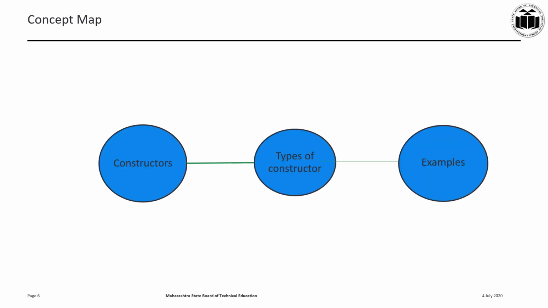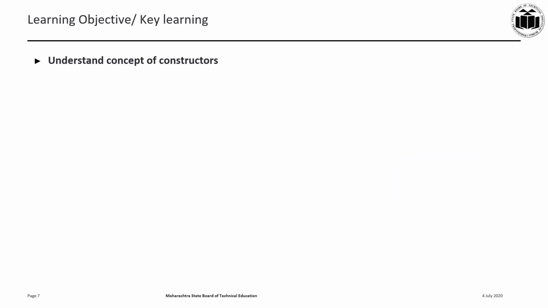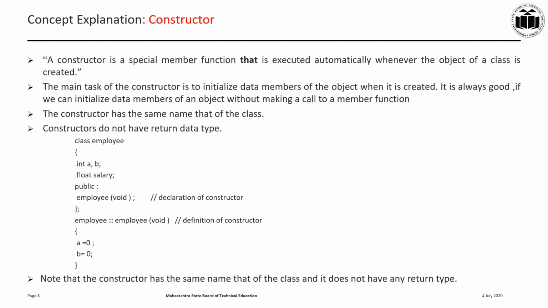The concept map is the constructor concept, then what are the types of constructor, and then what will be the example for the constructor. The basic key learning is that you should be able to know the concept of constructor and write some programs based on the constructor. First we will see the concept of constructor, then the types, and then based on a particular type we will see the example.